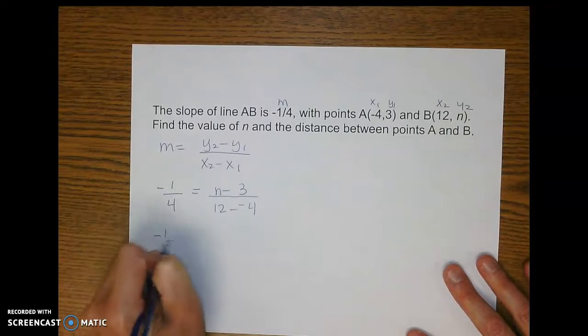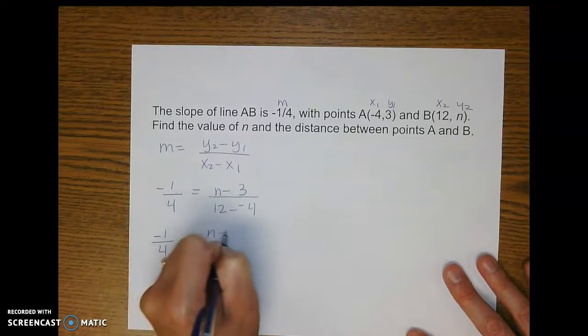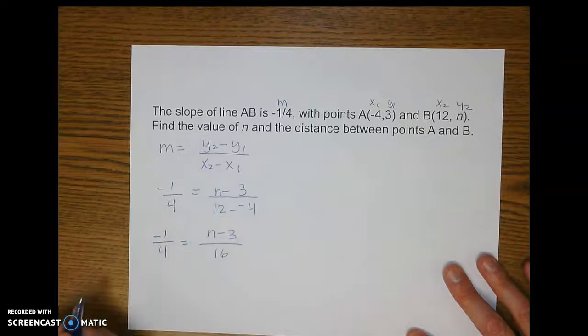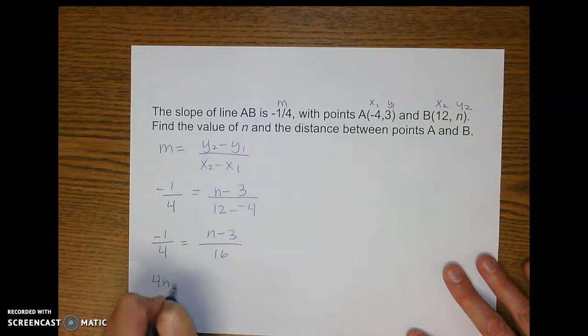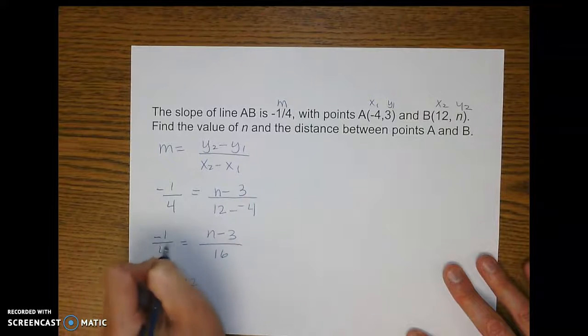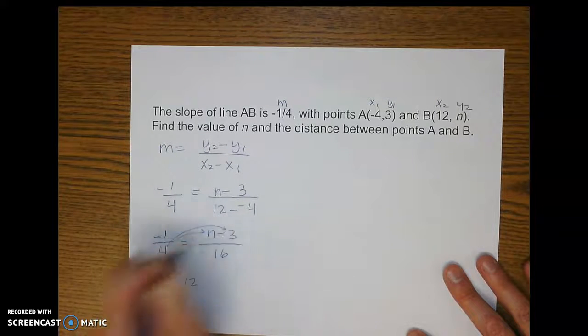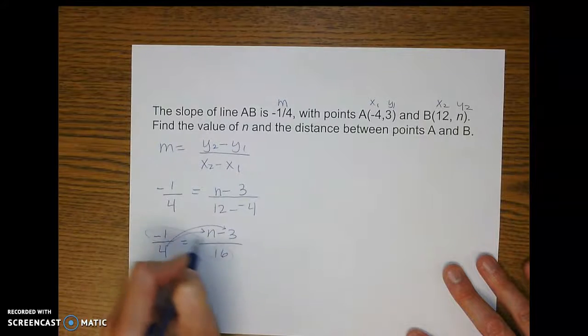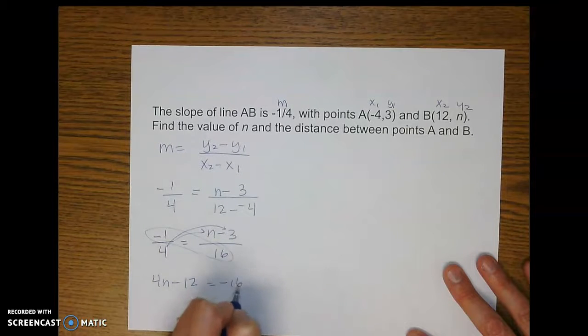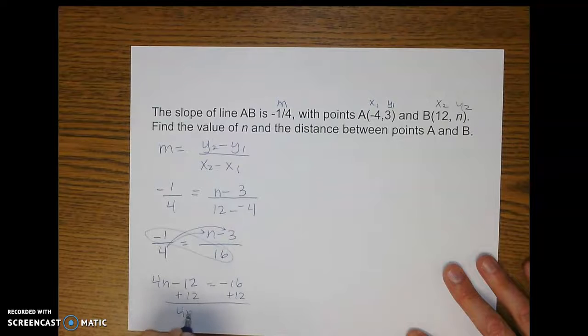Cleaning this up, over, this will be 16. So now I have 4n minus 12. You have to give it to both of them. So the n to the -3. And then these are going to go this way, equals -16. Add the 12. 4n equals -4, so n is -1.